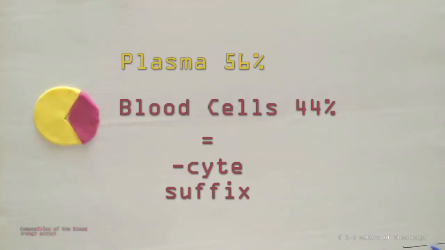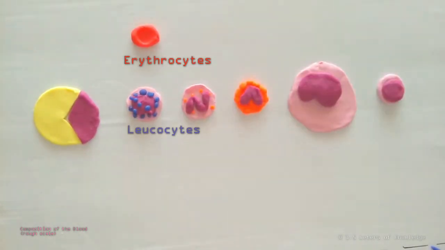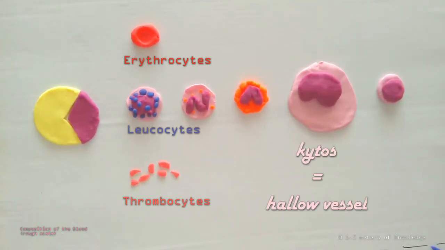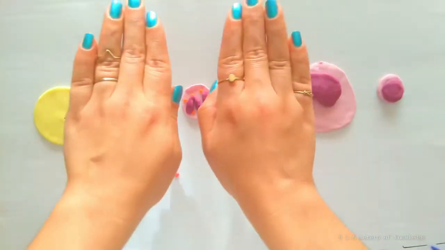The cytes part of the blood is comprised of erythrocytes, leukocytes, and thrombocytes. The cyte suffix refers to cell and comes from the Greek word kytos, meaning hollow vessel. Let's see what the different prefixes mean in those three types of cells.